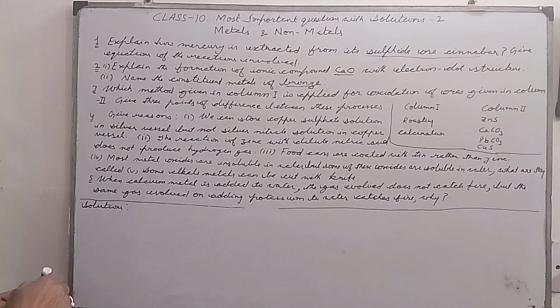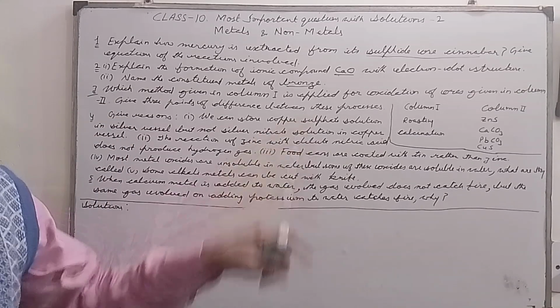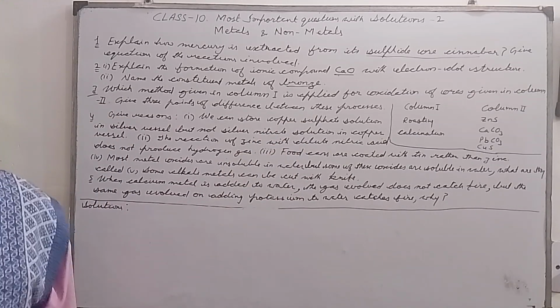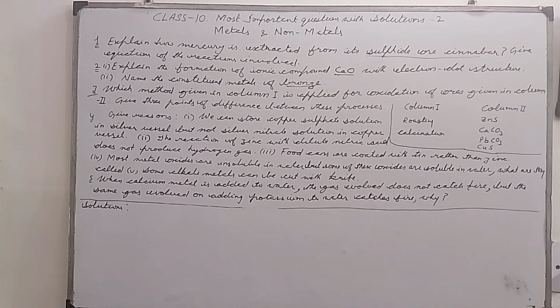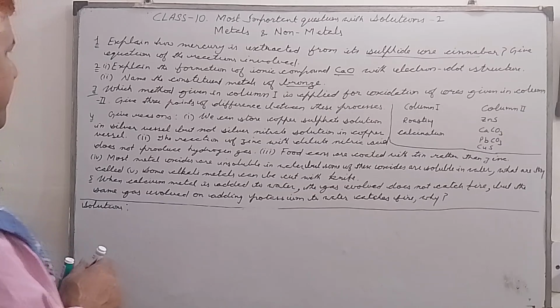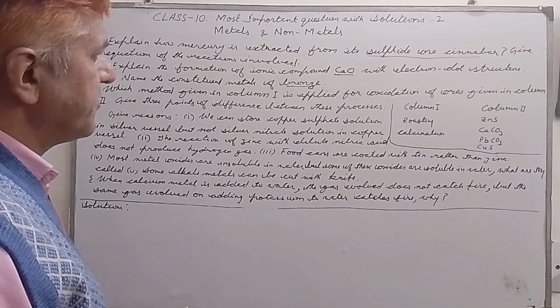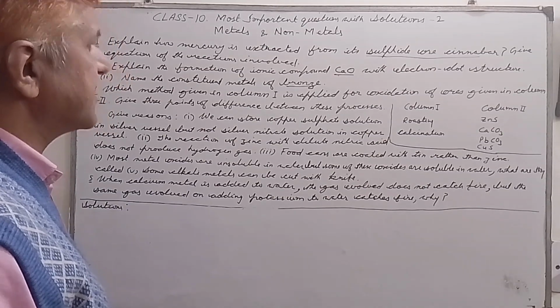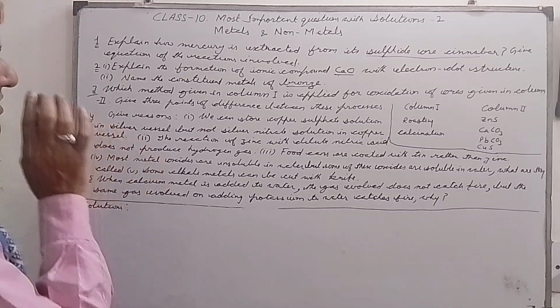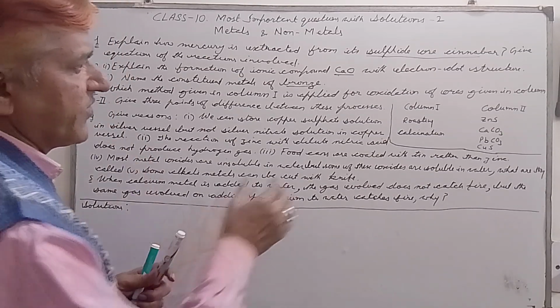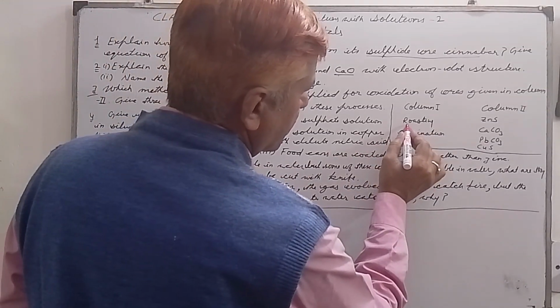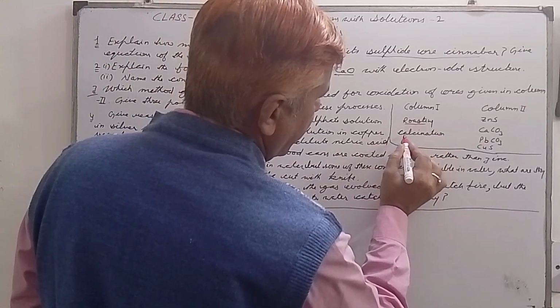Question number 3. Which method given in column 1 is applied for oxidation of ores given in column 2? Give 3 points of difference between these processes. So my dear students, in column 1 we have two processes given, roasting and calcination.